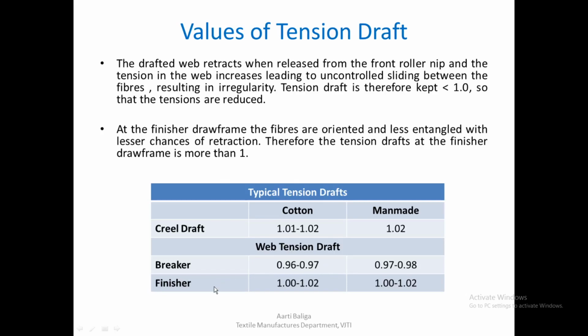And in the case of finisher, you can go slightly higher, because the fibers have become much more oriented when compared to the breaker draw frame, and you can go for a higher tension draft, which is slightly more than 1, that is 1 to 1.02, in both the cases of cotton as well as man-made.